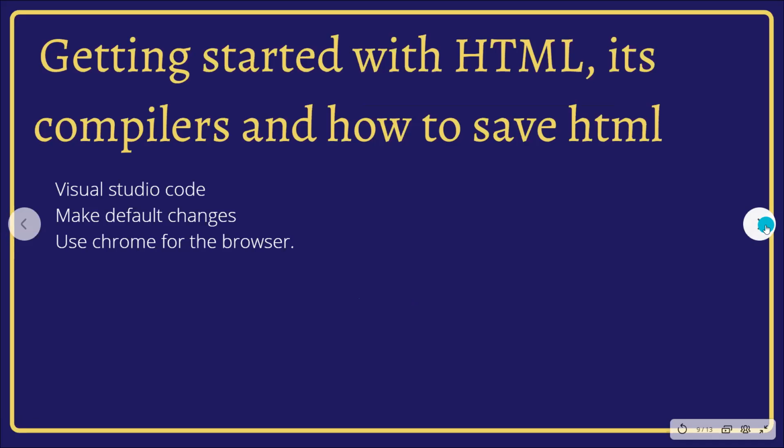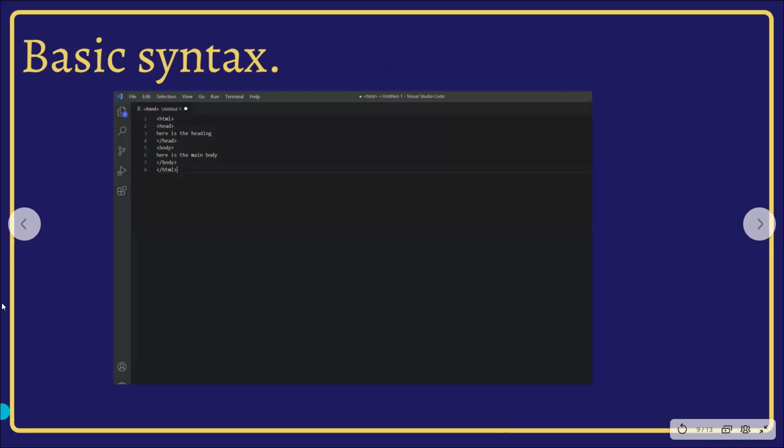Now, let's understand the basic syntax of HTML. The basic syntax of HTML is very easy. We will be using tags everywhere in HTML. This is the HTML opening tag and the closing tag of HTML, the counterpart of the HTML tag. Then we have the head tag and the counterpart of the head tag. Then we have the body tag and the counterpart of the body tag. This is the basic syntax of HTML.